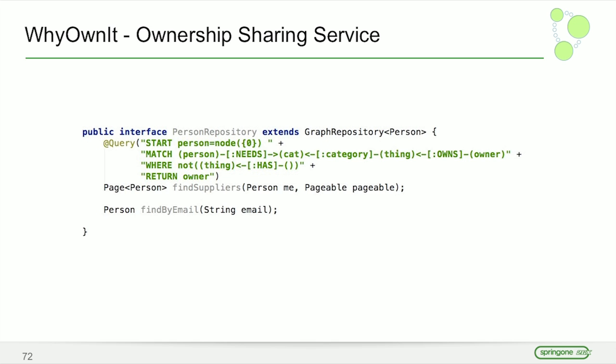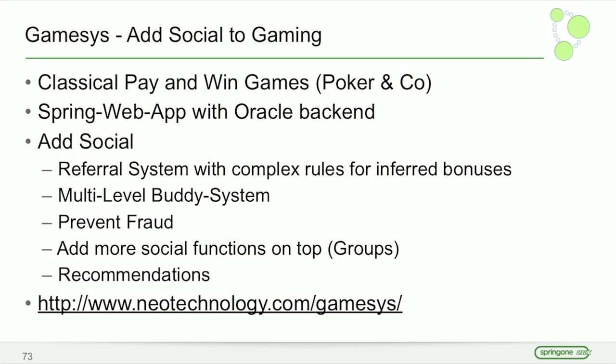And the find by email is again one of these automatically generated finders that I don't have to do anything for. Okay, next use case is Gamesys.